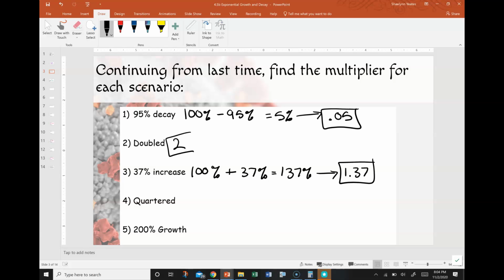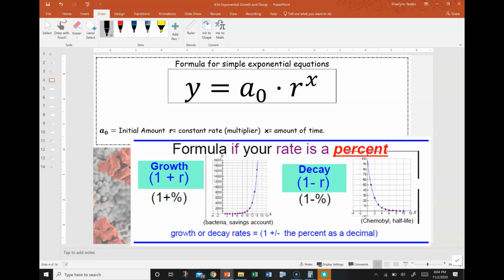Okay? Right here, quartered, we're cutting it into quarters, so we're going to fourth it. And 200% growth, that's actually kind of fun. We've got our 100%, then we're adding 200%, and we get 300%, which as a decimal is just 3. So they could have said tripled. I don't know why they didn't, but here we are.